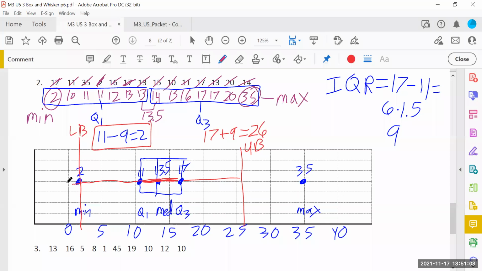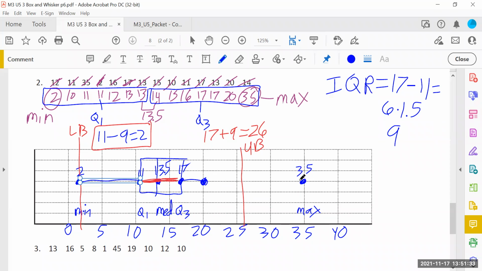So one second, let me finish this one. I'm almost done. Now, I can draw my whisker from the 11 to the 2. Where does my upper whisker go? Look at the next highest number, the 20. Every year I have a few students that try to go to the upper boundary, right? But I don't have a point on the upper boundary. I go to the next highest number.